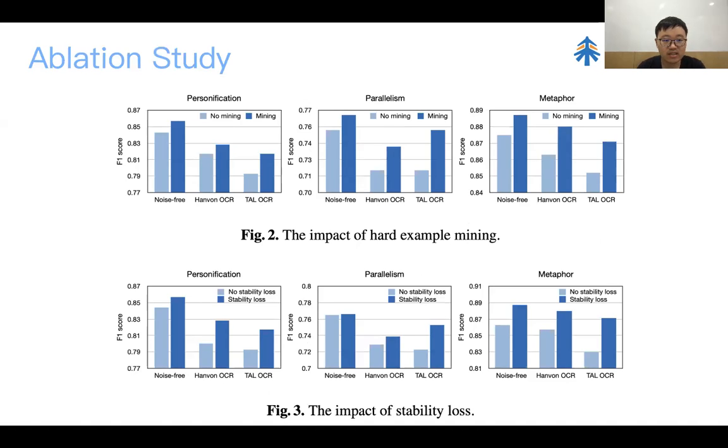Also, we conduct ablation studies to check the impact of our two heuristics, the hard example mining and the stability loss. And as you can see here, with these two heuristics, we get quite large performance gains.